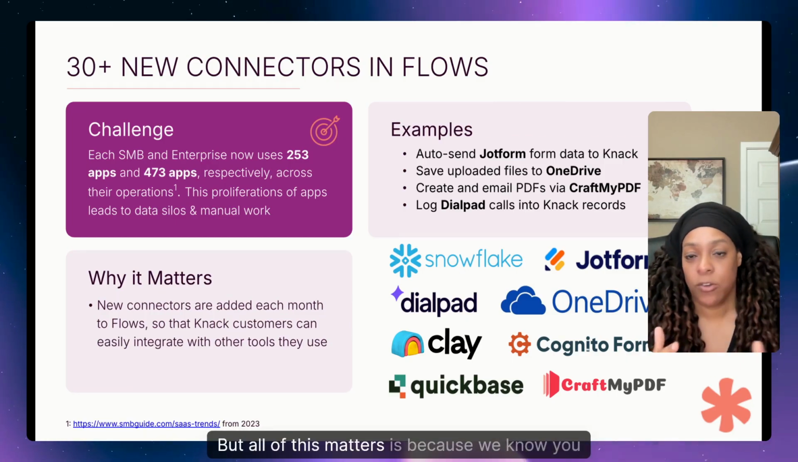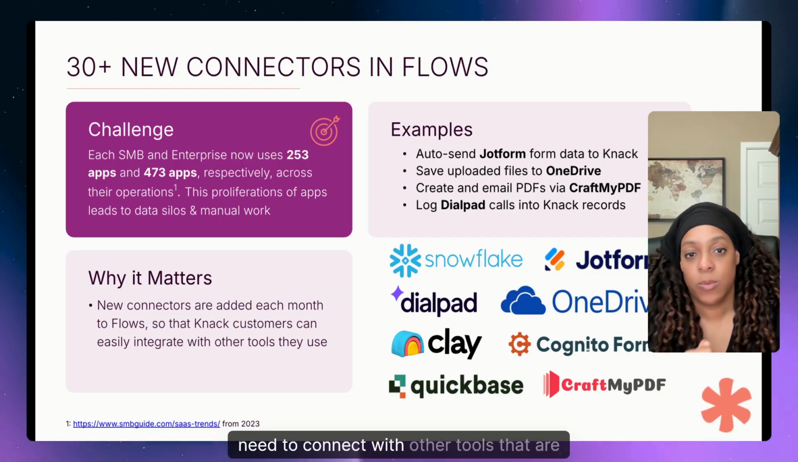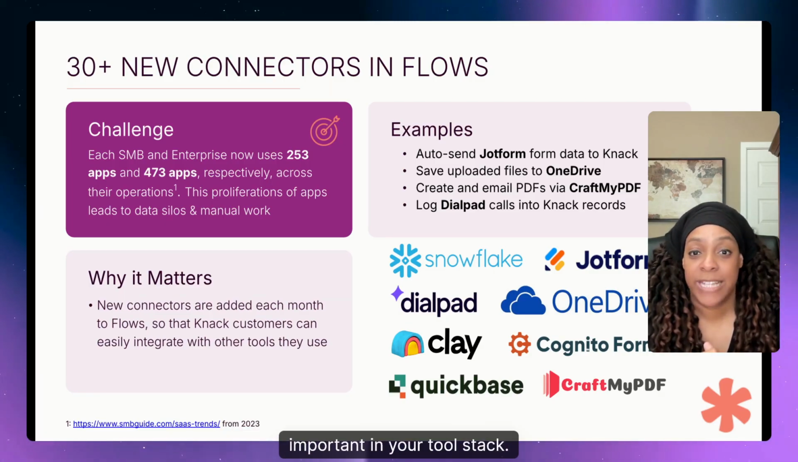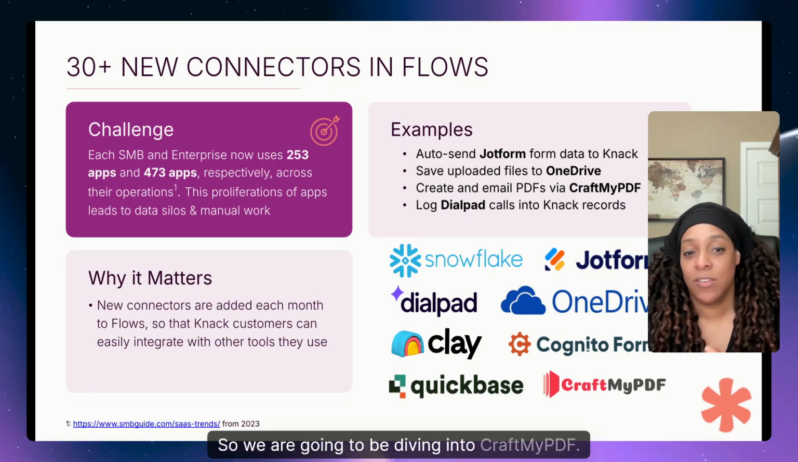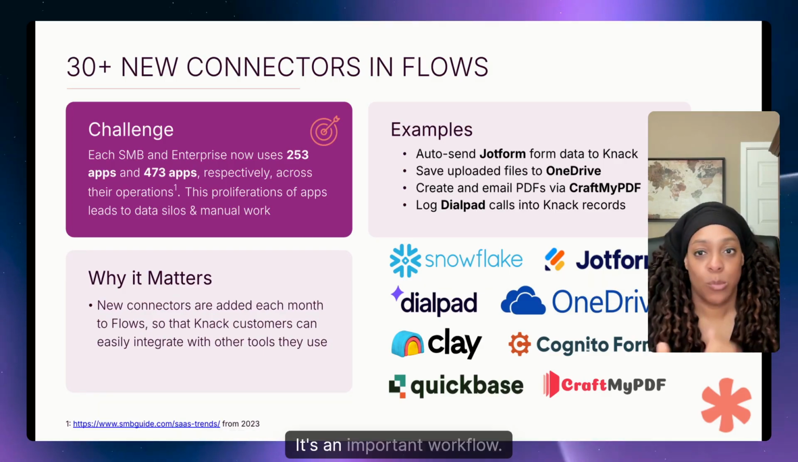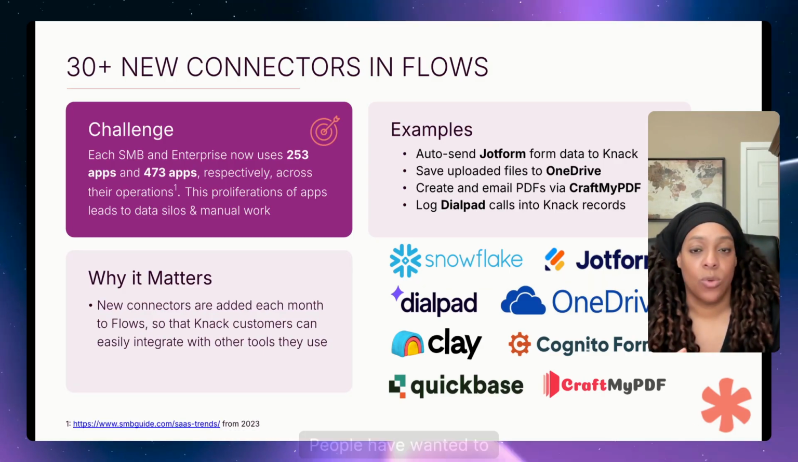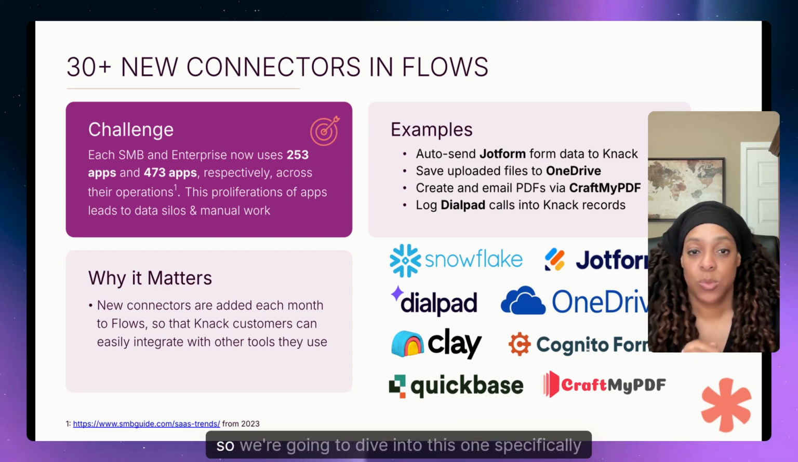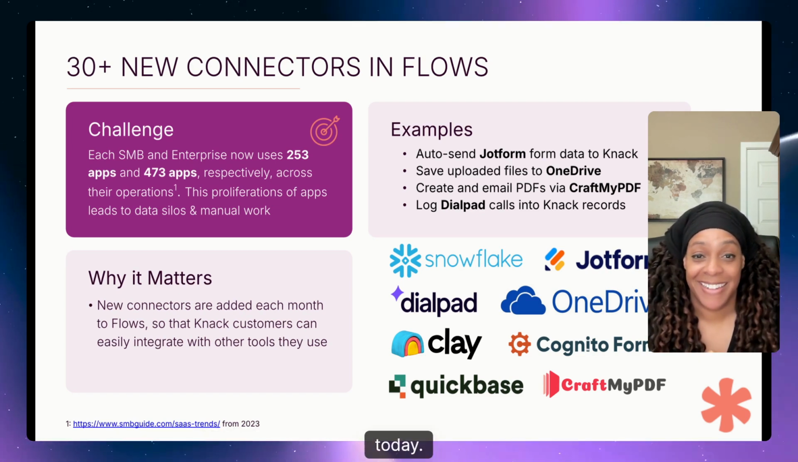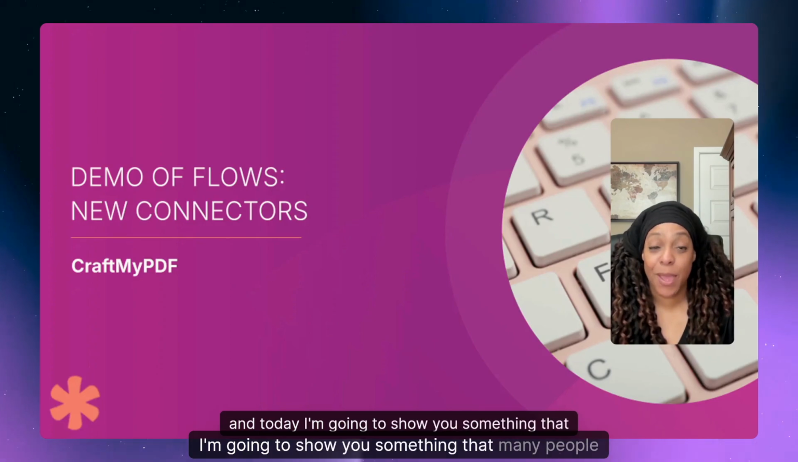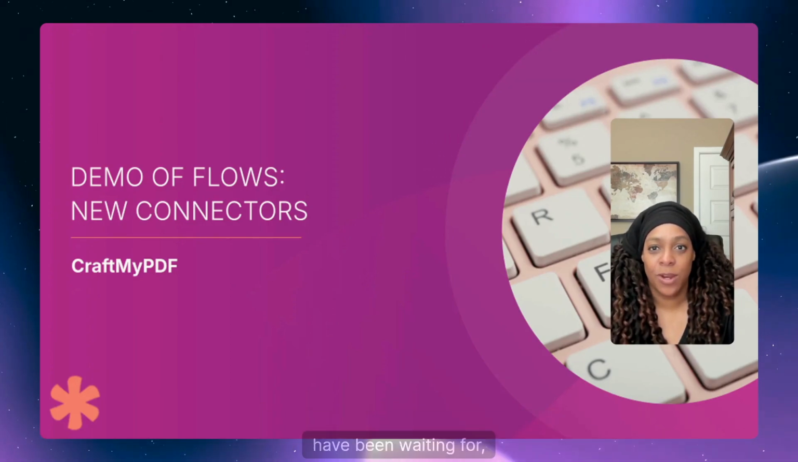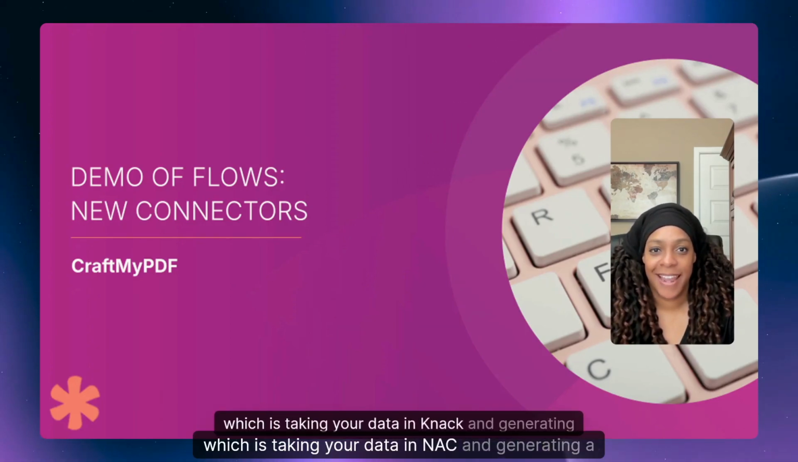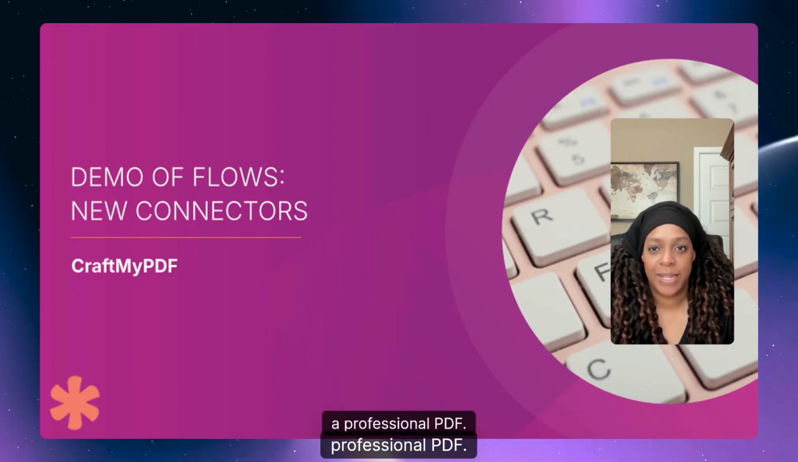But all of this matters because we know you need to connect with other tools that are important in your tool stack. So we are going to be diving into Craft My PDF. It's an important workflow. People have wanted to connect their apps to PDF generation type tools. So we're going to dive into this one specifically today. I'm going to show you something that many people have been waiting for, which is taking your data in Knack and generating a professional PDF.